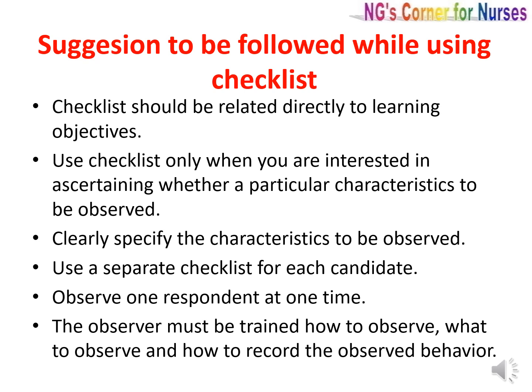Then observe one respondent at one time. We can't observe many respondents at a time. We can't observe the steps of bed making of 4 or 5 students together. So observe one respondent at one time. Otherwise, it can't be performed properly. Next, the observer must be trained how to observe, what to observe, and how to record the observed behavior in the checklist. Okay?